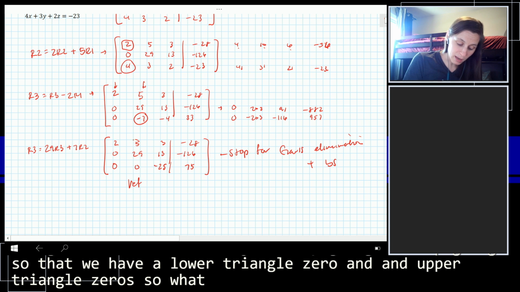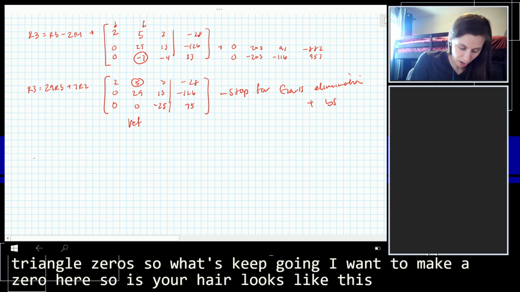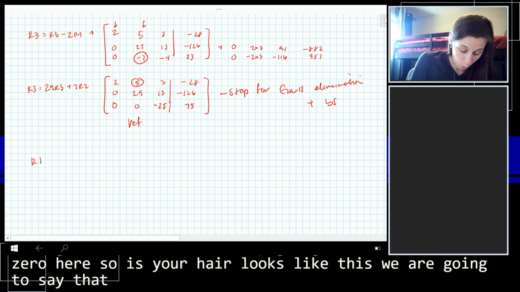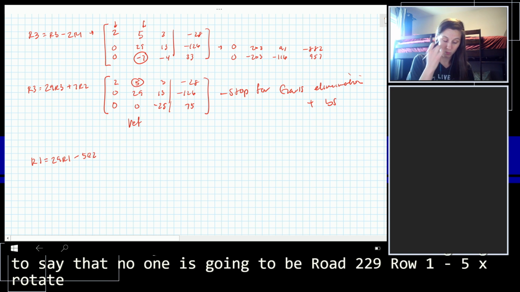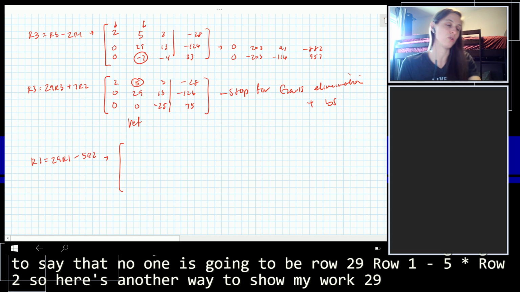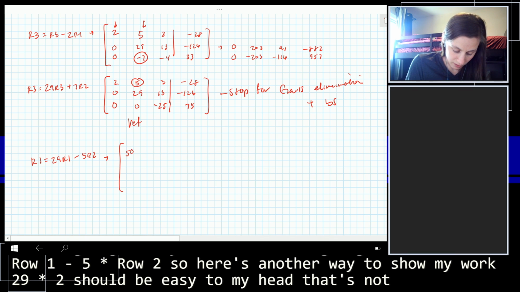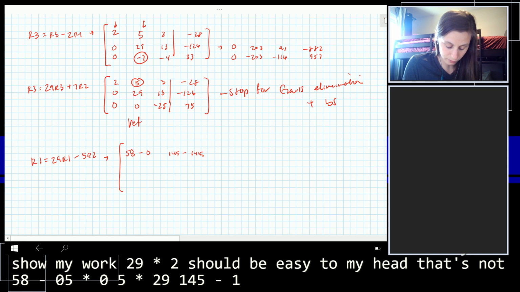So let's keep going. I want to make a zero here. So a zero here looks like this. We are going to say that row 1 is going to be row 1 times 29 minus 5 times row 2. So here's another way to show my work. 29 times 2 should be easy to do in my head, but it's not. 58 minus 0, 5 times 0, 5 times 29, 145 minus 145.